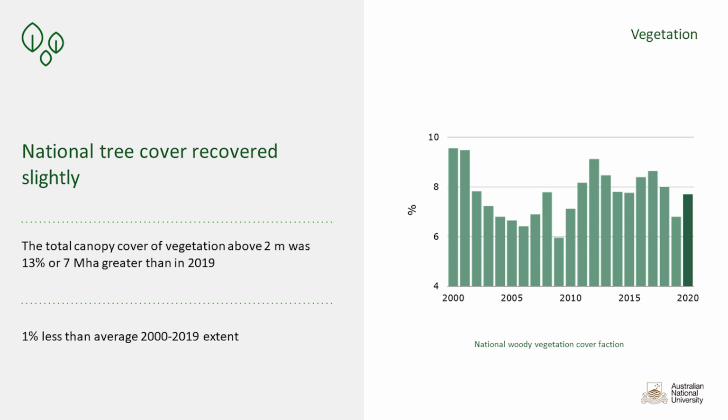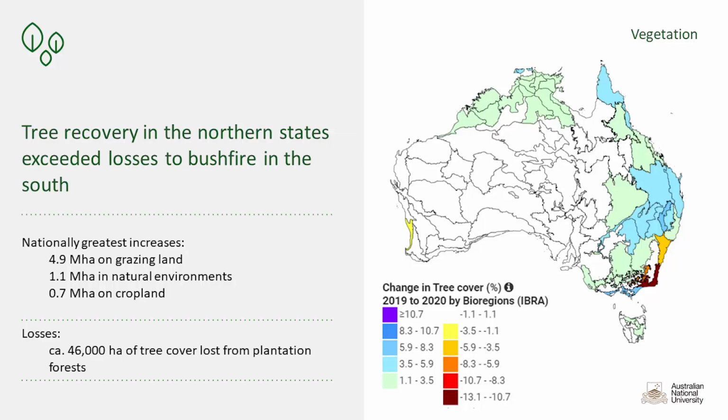National tree cover recovered slightly from the low values in the previous year. The total canopy cover of vegetation above 2 meters was estimated to be 13% greater than in 2019, which amounts to about 7 million hectares if you were to add it all up. That is 1% less than the average 20-year value. There was good tree recovery in northern states, and that exceeded the losses from bushfire in the south. That explains why total tree cover still went up despite the fires.